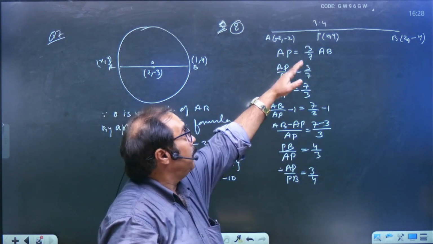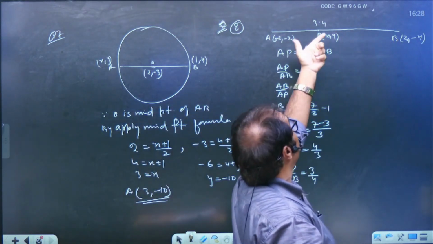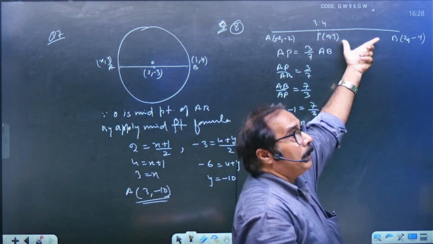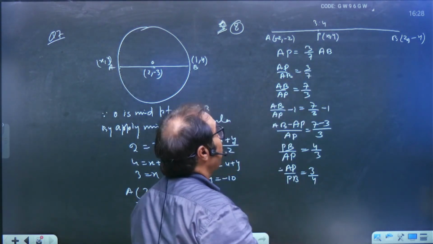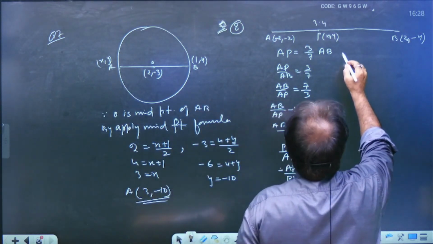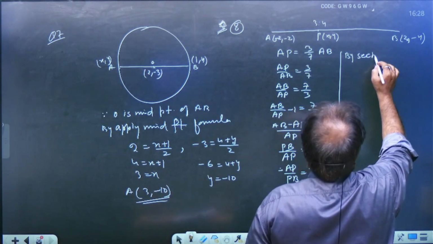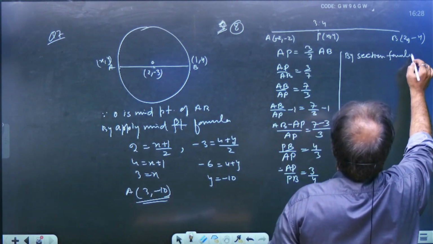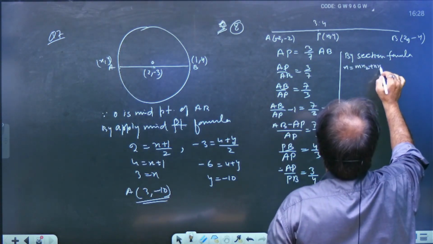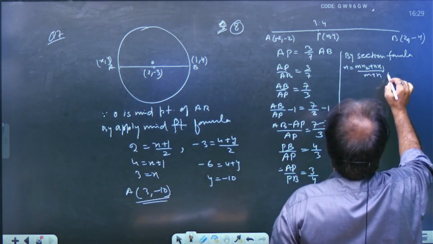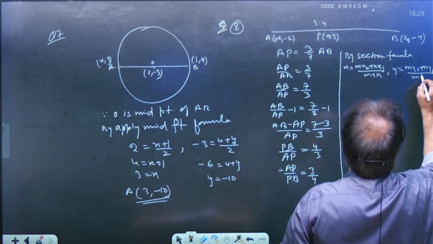It depends upon you. If you understand that the complete part is 7 and this part is 3, then naturally this part will be 4, so the ratio will be 3 is to 4. So first we will find the ratio, and after getting the ratio, now apply the section formula. By applying the section formula, x is equal to (m x2 plus n x1) upon (m plus n), and y is equal to (m y2 plus n y1) upon (m plus n).